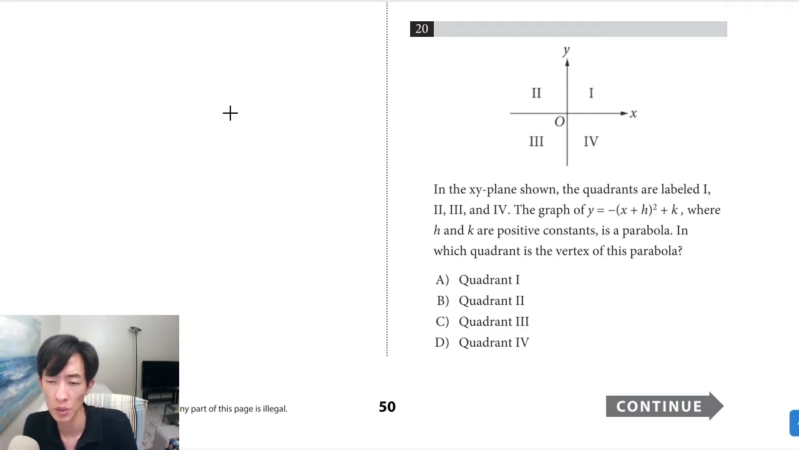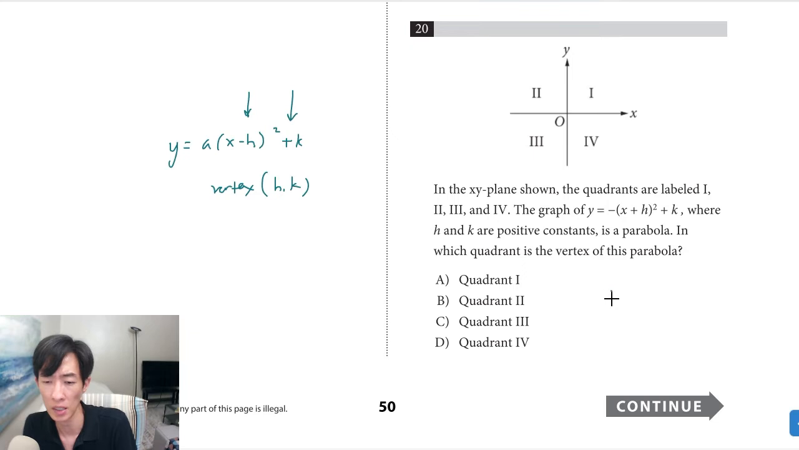Question 20, in the xy plane, the quadrants are labeled 1, 2, 3, 4. The graph of that, where h and k are positive constants, is a parabola. In which quadrant is the vertex of the parabola? So you should have memorized your equation for a parabola, y equals a times (x minus h) squared plus k. Written exactly like that, the vertex is h comma k. You have to pay attention to the signs because you're subtracting h, and that means your vertex is that number, and you're adding k.